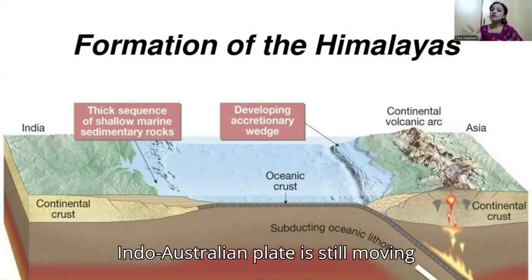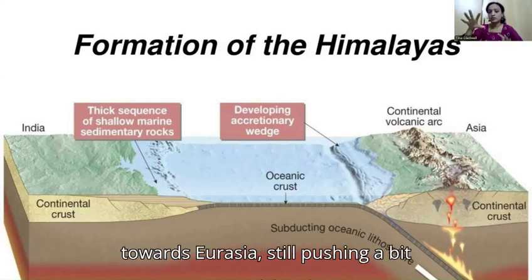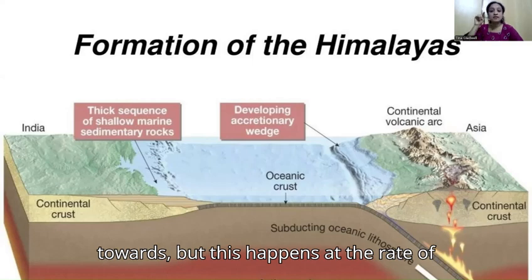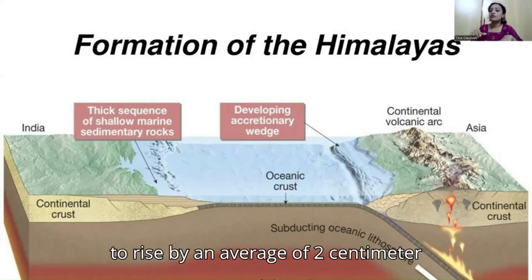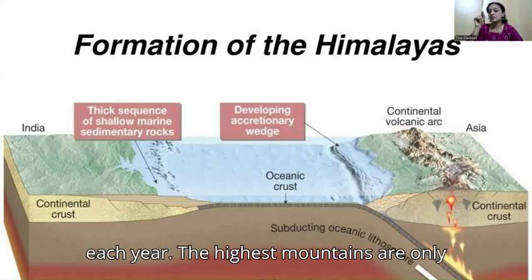The Indo-Australian plate is still moving towards Eurasia, still pushing Tibet, but this happens at the rate of 1 inch per year. The Himalayas continue to rise by an average of 2 centimeters each year. The highest mountains are only getting higher.